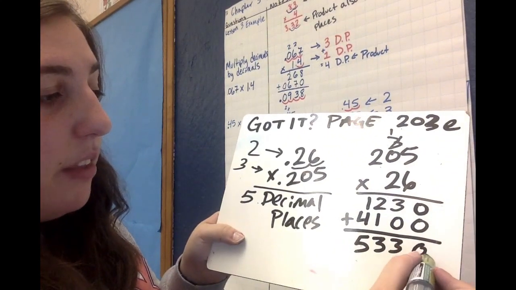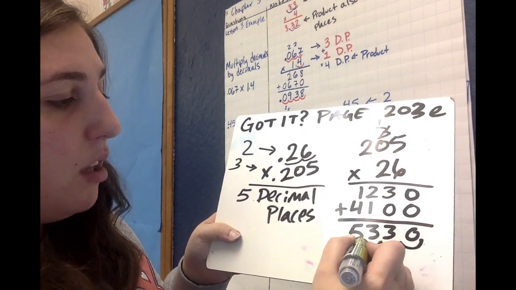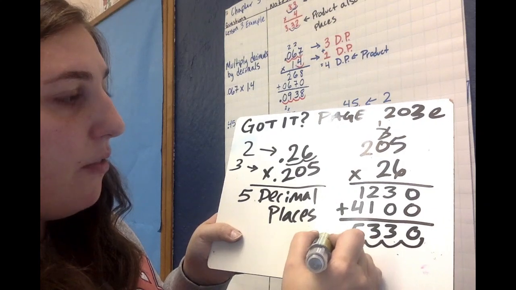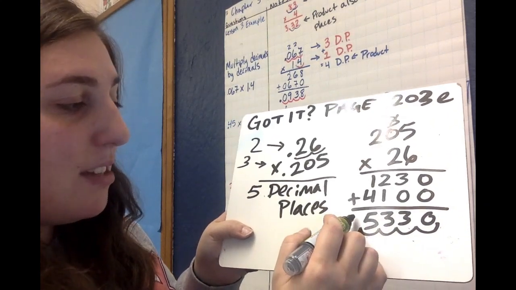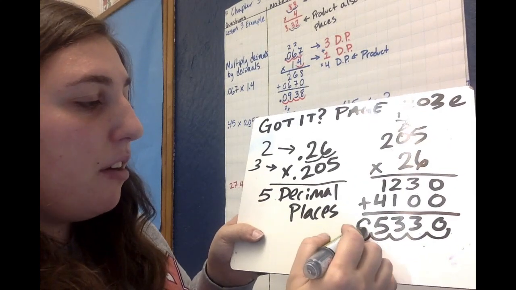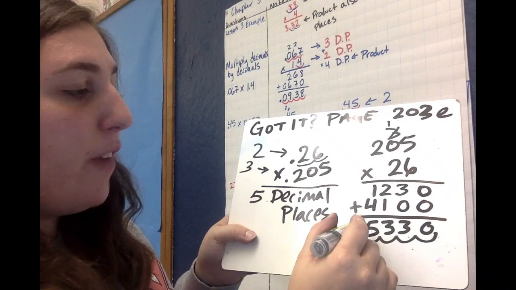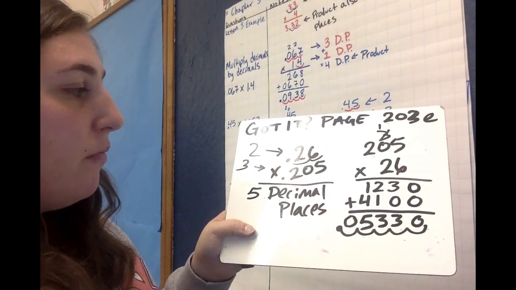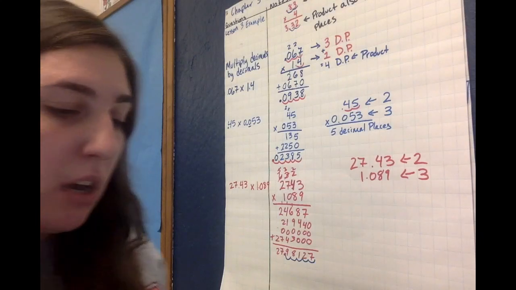So then I'm going to start on this side. I'm going to count my jumps. 1, 2, 3, 4, 5. Okay, so then I need to annex, so I need to add a 0. All right, so my answer is 0.05330.